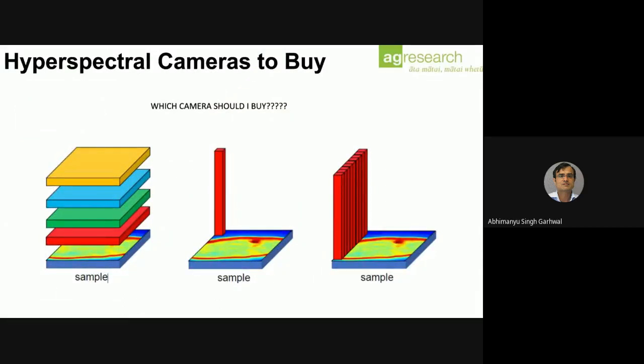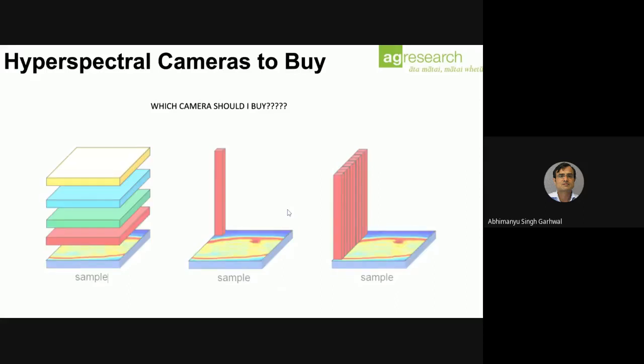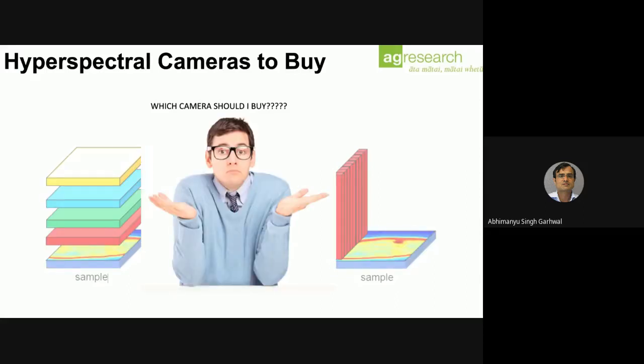Why is this so? Because there are three kinds of hyperspectral camera. The first one is snapshot, which captures the whole image at once. The second one is pixel by pixel, which scans one pixel at a time. And the third one is line scan, which scans one line of pixels at a time. So we have to make a trade-off in three things. Again, it depends on the application.